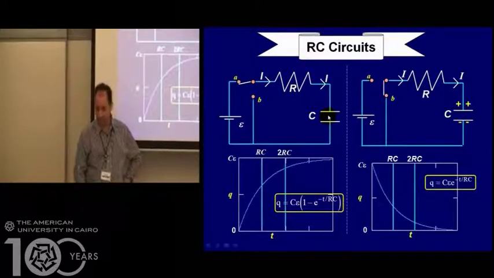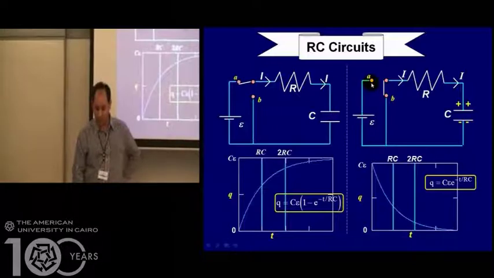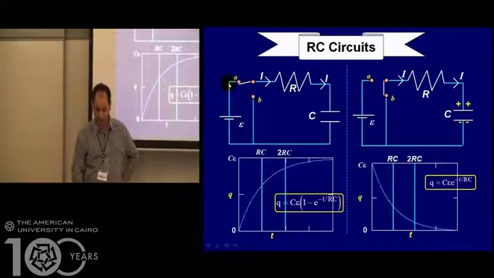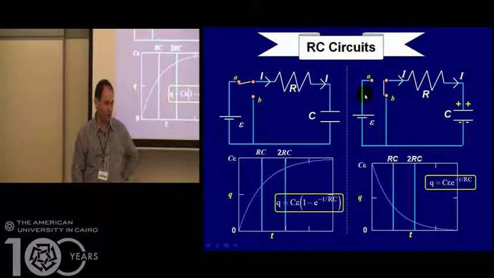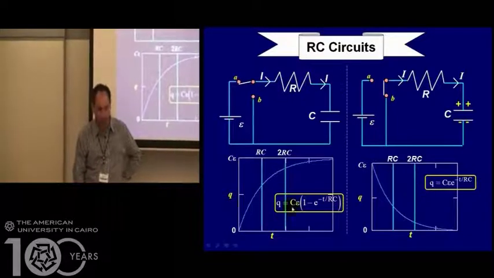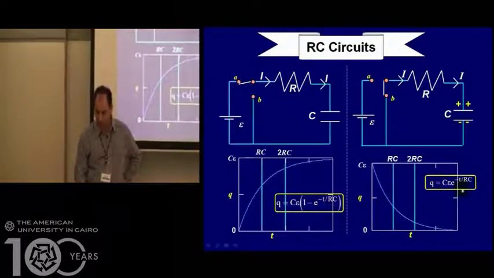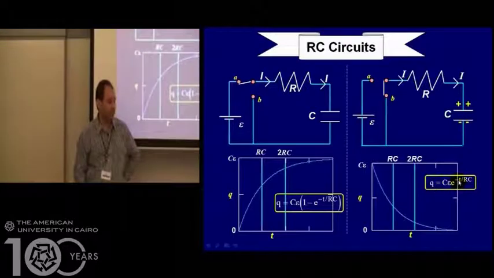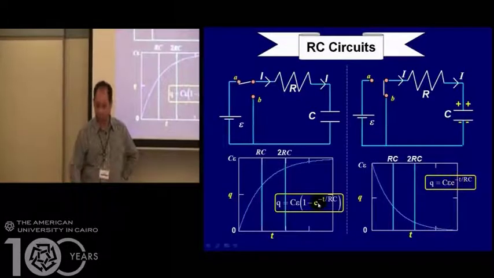Here, if we switch the switch from A to B, that means that we're disconnecting the battery. The battery is not going to be in the circuit anymore, and now we are discharging the capacitor. And in those two circuits, I need to draw this curve. I need to prove those two equations that describe to us the charge as a function of time t, the charge at any time t, and we need to prove those.